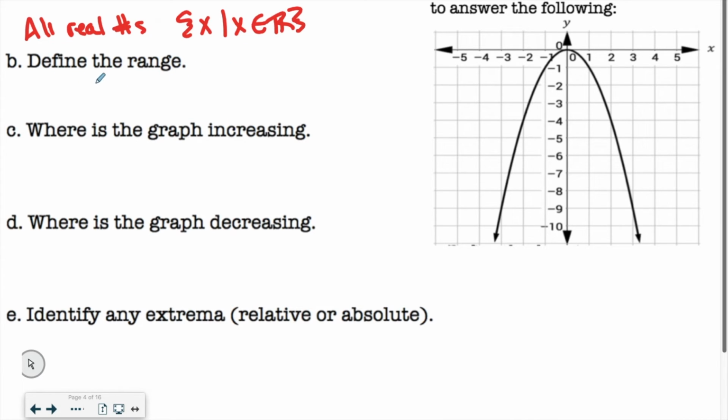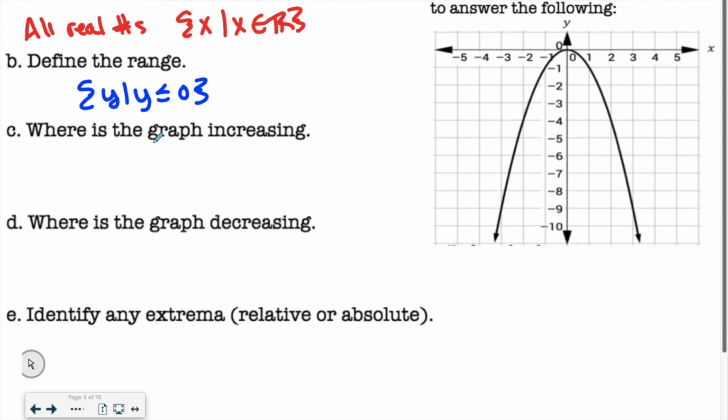Define the range. So we're looking at the y values. So the y is never going to go above 0, but it's going to continue to go to negative infinity. So how we write that is your brace again. And we're talking about range, so we do y such that y is less than or equal to 0, and your end brace.